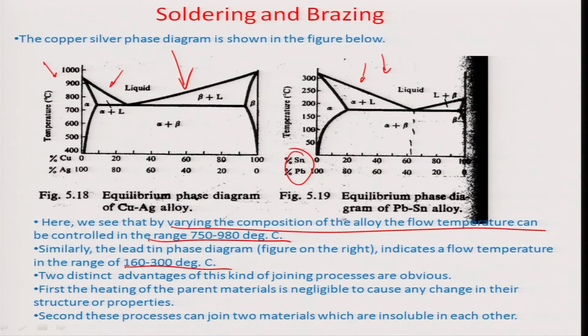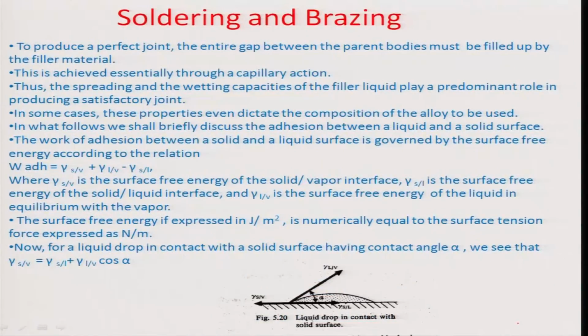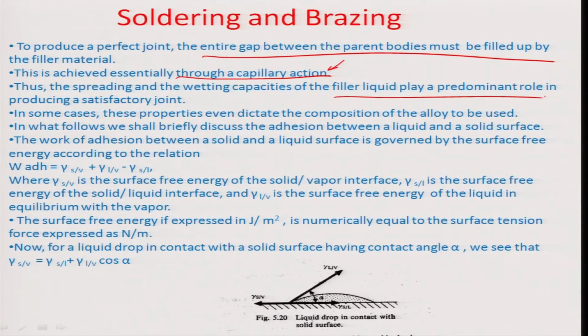So, first, the heating of the parent material is negligible to cause any change in their structure or properties, and second, these processes can join two materials which are otherwise insoluble in each other. So, that is an advantage of the solid liquid welding process. To produce a perfect joint, obviously the entire gap between the parent bodies has to be filled up, and this is achieved essentially through a capillary action process. The gaps otherwise are very small. Okay, and so the spreading and the wetting capacities of the filler liquid would play a predominant role in producing a satisfactory joint. The work of adhesion between a solid and liquid surface is governed by surface free energy according to this relation here.